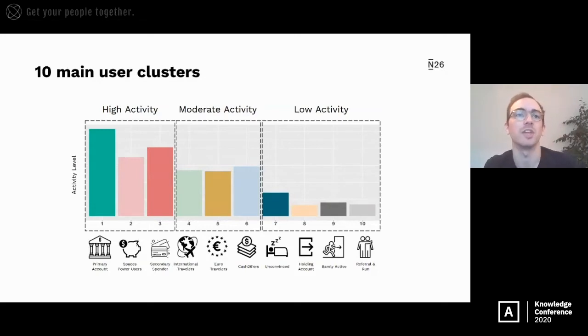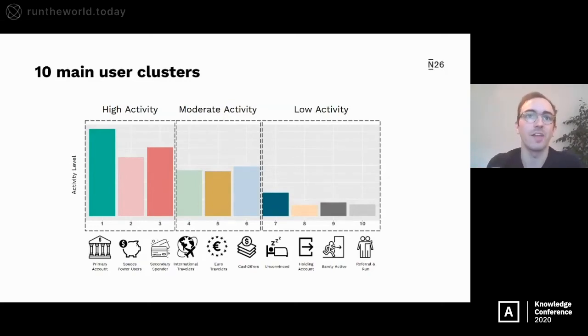And what was really nice about our results was that we saw some of the preconceived notions of what people thought people were doing with the product actually come out in the results. So in our high activity cluster, for example, we had a really strong group of primary account users. So people who were putting their salary in, people who were using direct debit, standing orders, and that came out really, really strongly in the data, and we were actually able to quantify that for the first time.